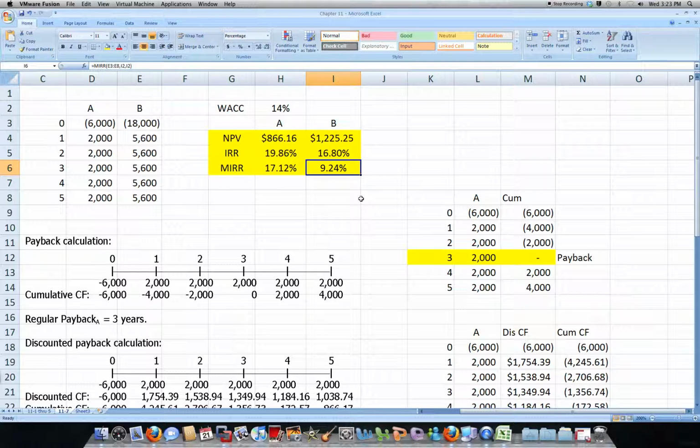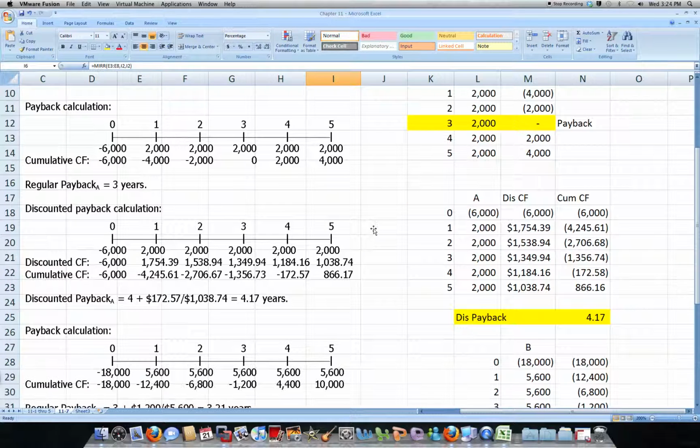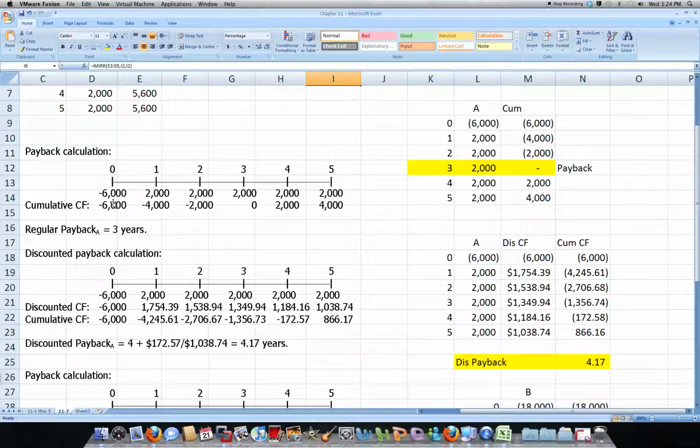Okay, now we're going to look at the payback for each project. You can see I have put the payback calculations in with the timeline, but also did it here in the columns. So just for a regular payback for A, equals, to find this value is just equals this negative 6,000 plus this 2,000. So that's how much we have left to pay as our cumulative right there. Okay, whenever it gets to 0, that's where it pays back. Well, this one just pays back exactly at 3 years. Okay, so it's a 3-year payback.